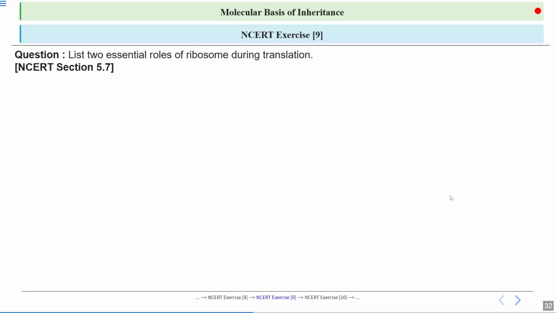Now we come to NCERT exercise 9. So what's the question today? The question is: list two essential roles of ribosome during translation. So we have to tell the two essential roles that ribosome plays during translation. Translation is the process where the mRNA is translated into protein. This is from NCERT section 5.7.